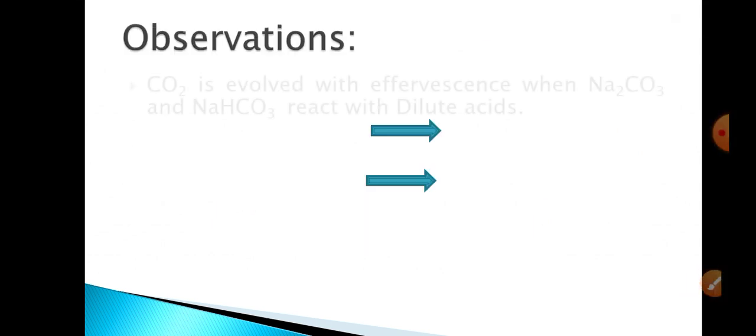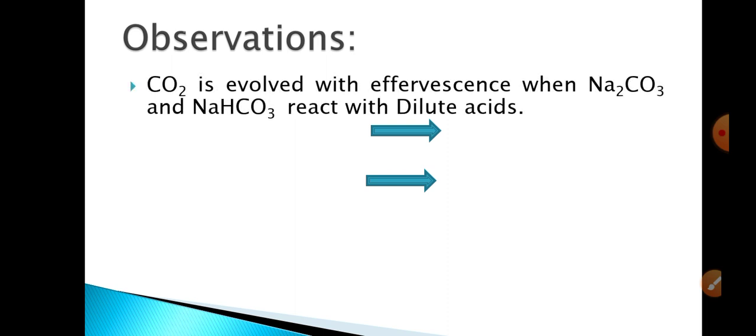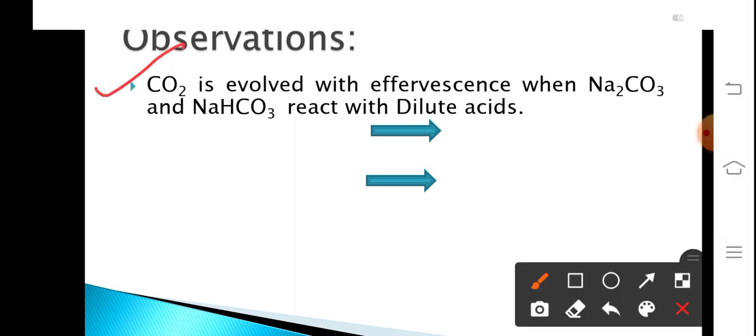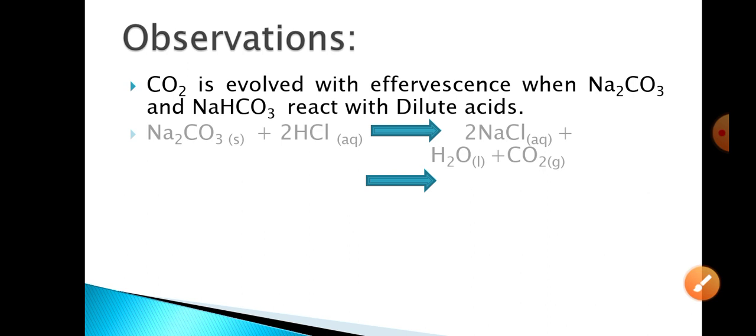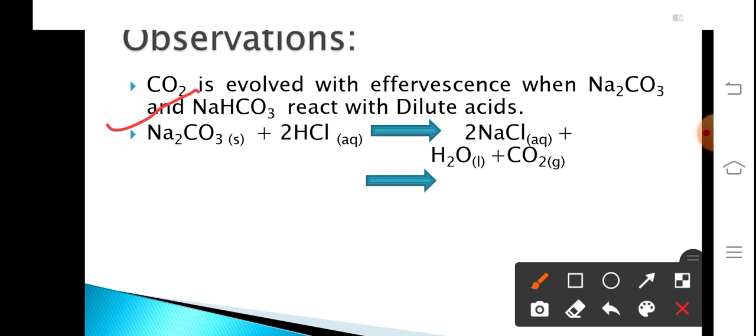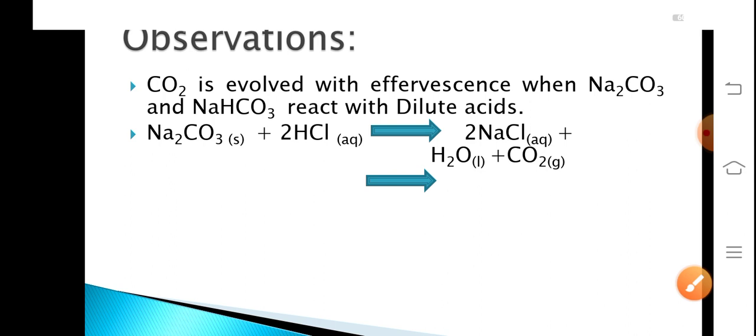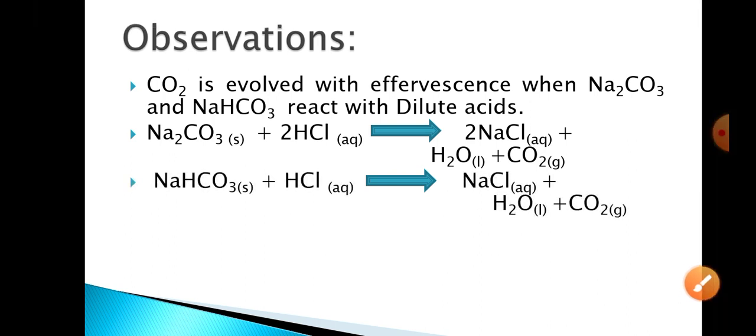So what are the observations of this activity? Carbon dioxide is evolved with effervescence when Na2CO3, that is sodium carbonate, or sodium bicarbonate, reacts with dilute acids. So in the overall reaction, if sodium carbonate is treated with acid, then the salt of sodium, water and CO2 are formed. Now, if we take sodium hydrogen carbonate in place of sodium carbonate, then the reaction will be the same. That is, the salt of the metal is formed, that is NaCl, along with water and CO2.